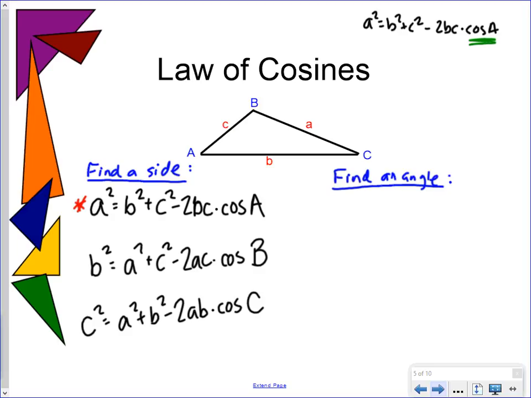The b squared and the c squared. Those things are being added with that cosine A term, so we're going to have to subtract them to the other side. So I would subtract b squared and subtract c squared, so I'll get a squared minus b squared minus c squared equals negative 2bc times cosine A. And then again, to try to get the cosine A all by itself, divide by negative 2bc.